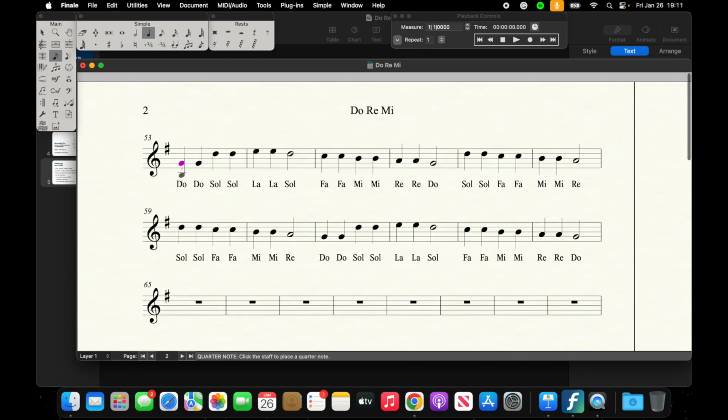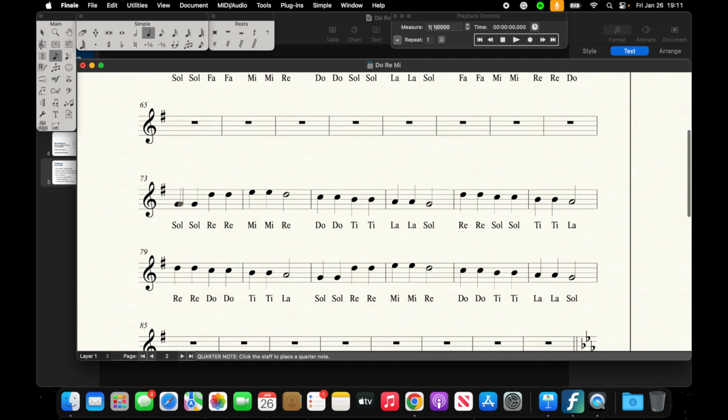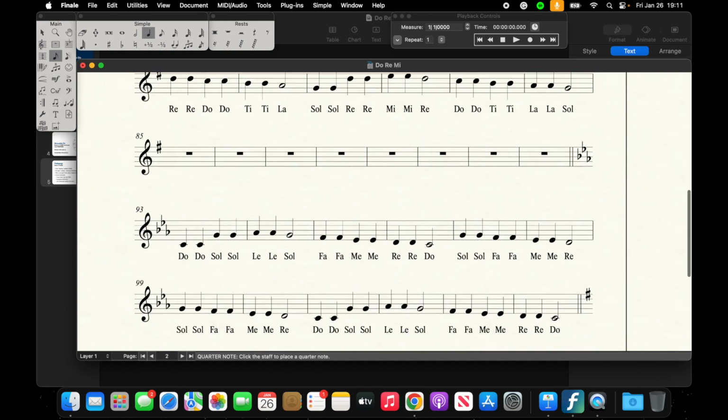by having movable do, G becomes my first note, whereas with fixed do, my first note is still here, but sol is functioning as the tonic, but it's not the tonic. Sol cannot be the tonic. Sol is always the dominant. All right.